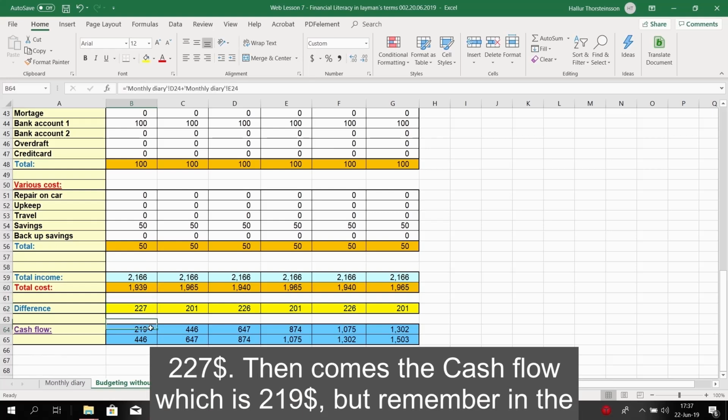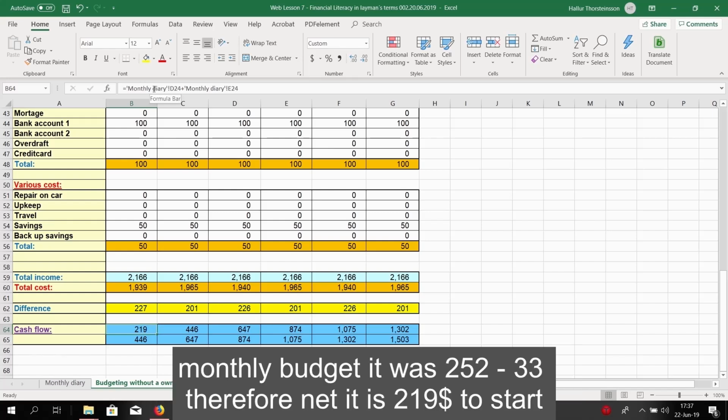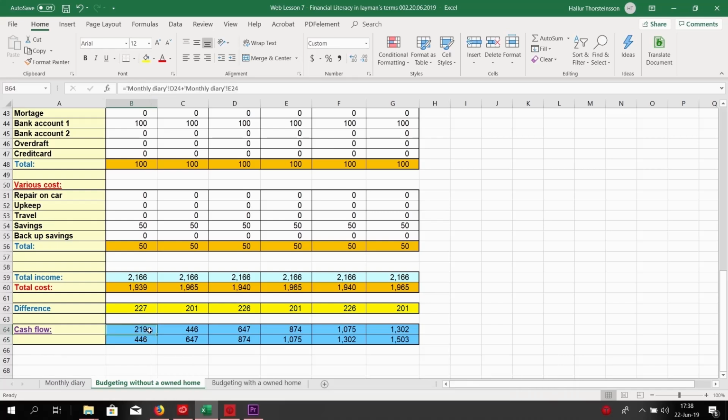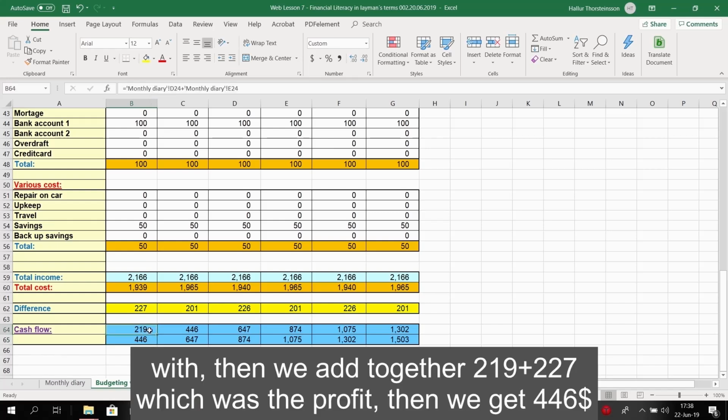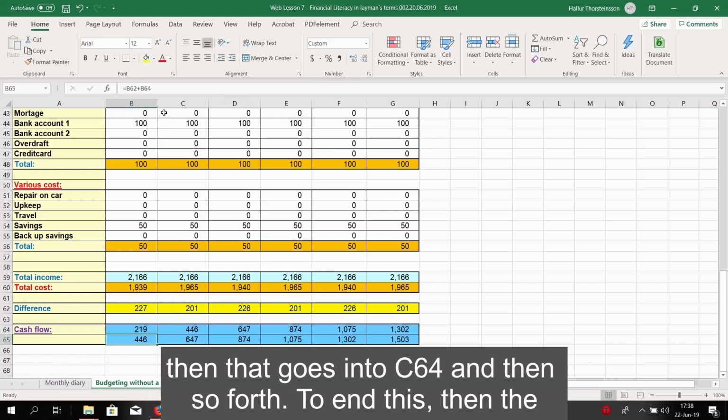Then comes the cash flow, which is 219. But remember, in the monthly budget it was 252 minus 33. Therefore it is 219 to start with. Then we add together 219 plus 227, which was the profit. Then we get 446. Then that goes into C64, and then so forth.